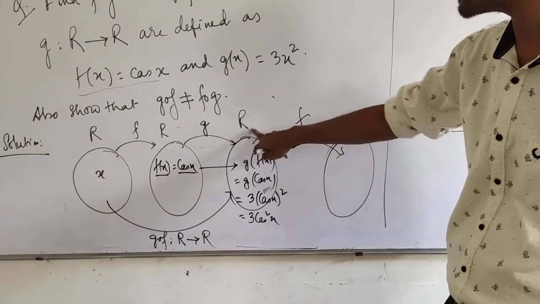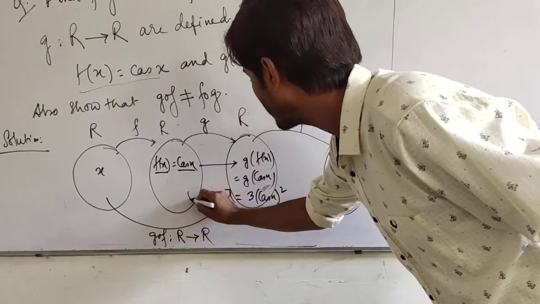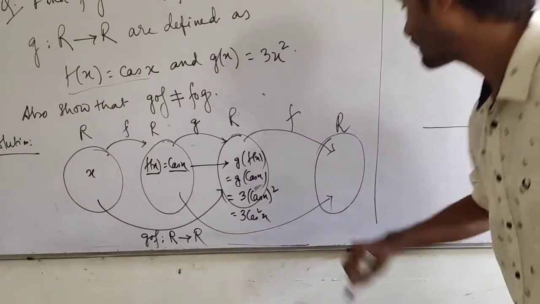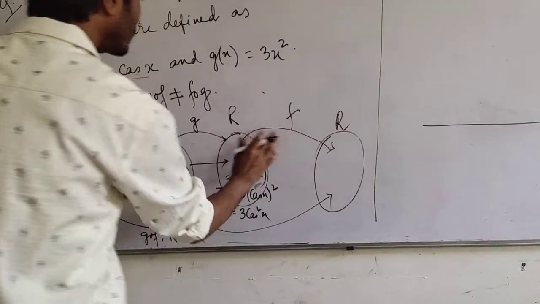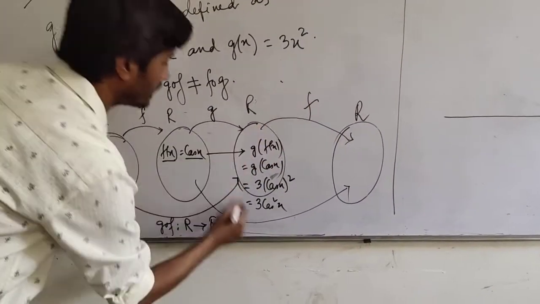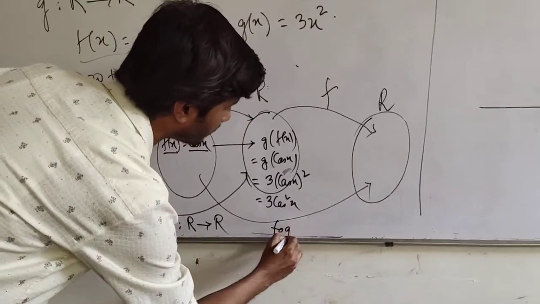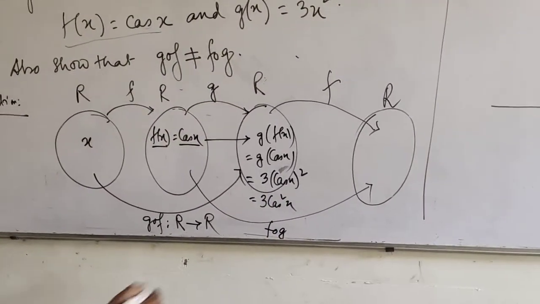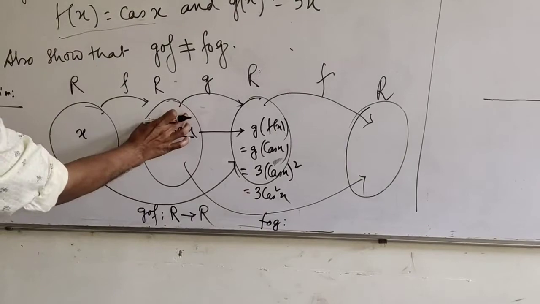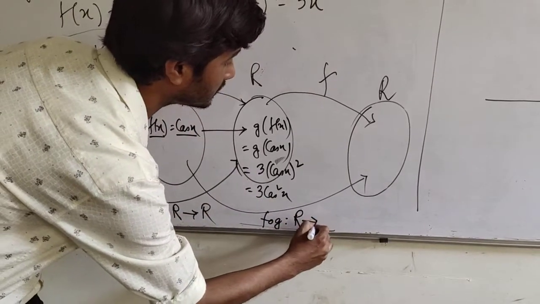f is again a function from R to R. Therefore, for these two functions g and f, here the composition will be f∘g, and that will be a function from the set R to the set R.